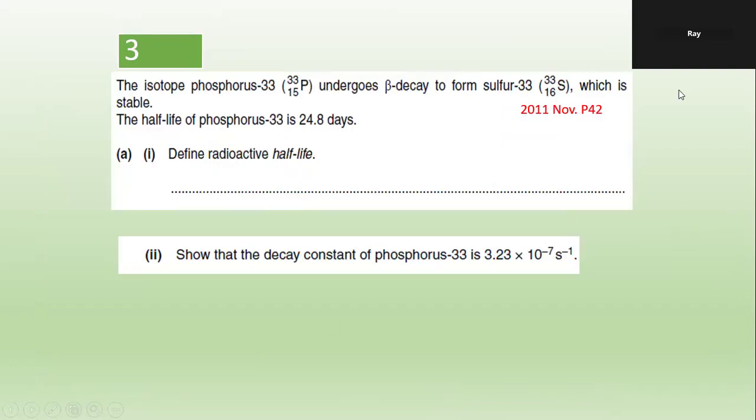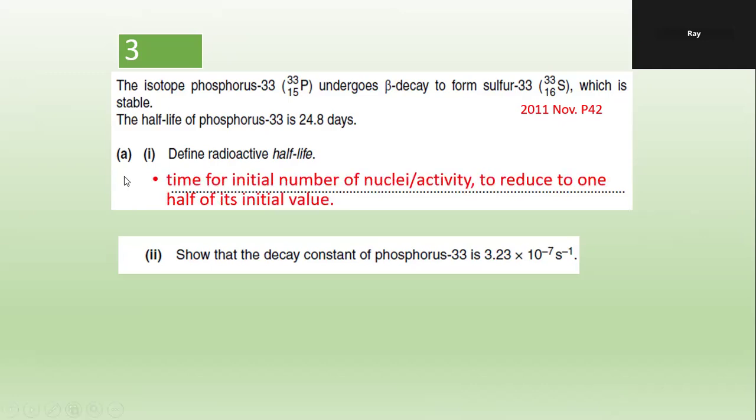Okay, radioactivity. This one is 2011 October/November, paper 42. The isotope phosphorus undergoes beta decay to form sulfur, which is stable. The half-life of phosphorus is 24.8 days. What is half-life? This one you need to remember. Half-life is the time taken for a nucleus to decay to half of its original mass. Okay, good. The time for the initial number of nuclei or activity to reduce to 1/2 of the initial value.